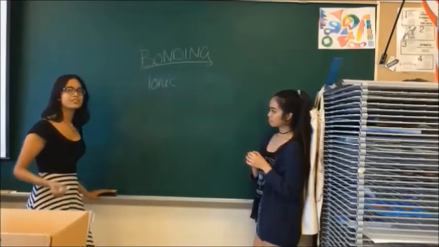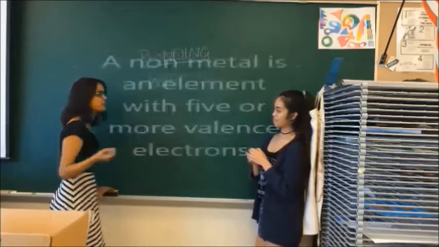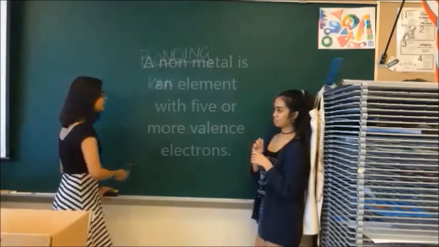Which involve the transfer of electrons from a metal to a non-metal. What's a metal? A metal is any element with 3 or fewer valence electrons. Got it. A non-metal is any element with 5 or more valence electrons. So it works like this.